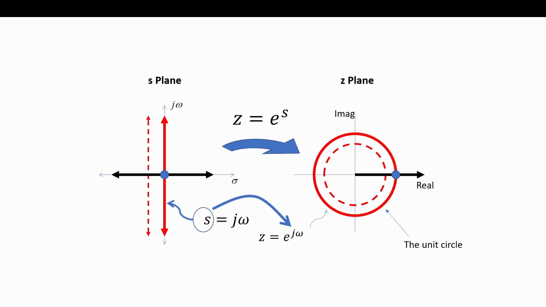Nothing to do with current. We just call it DC. But DC is one of those waveforms with time that just doesn't change. DC can have phase. And then here, that point maps to Z equals 1.